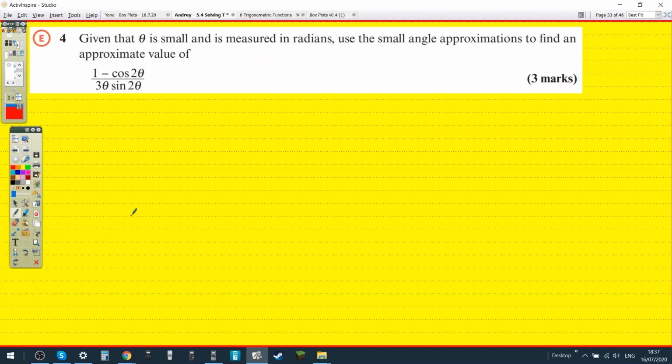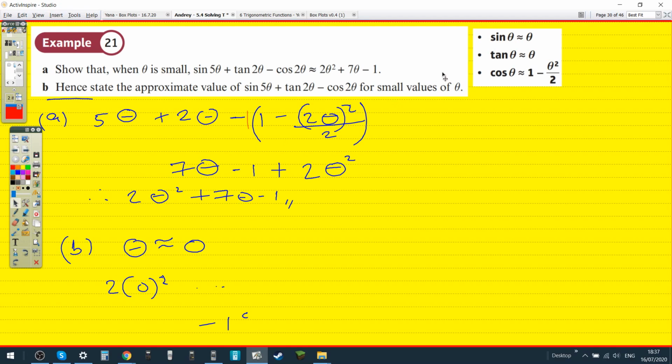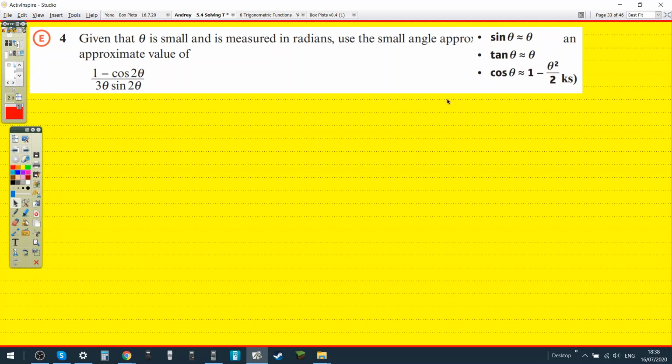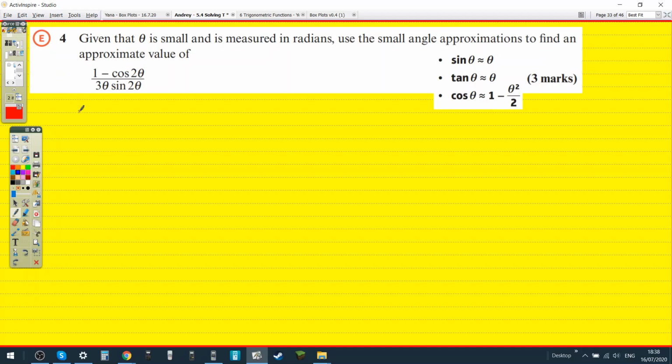I just need to sub in 0 for theta? Not yet. You would sub in using our values here. I don't know if these are given to you. Surprisingly, I think they might be. So do I need to do something like 1 minus 4 theta squared over 2, divided by 3 theta times 2, or shall I just go straight to 6 theta squared? Yeah, okay.